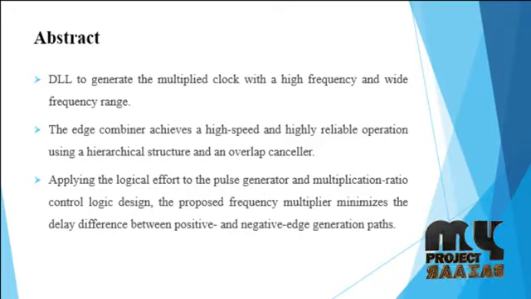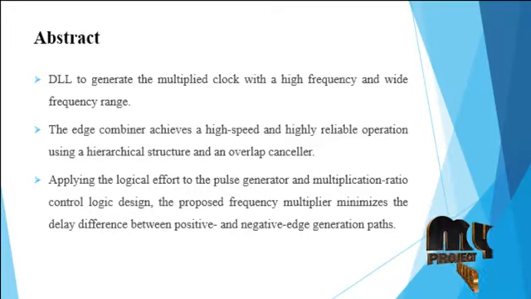A DLL based frequency multiplier produces a multiplied clock signal with a high and wide frequency range. It minimizes the delay between positive and negative edges in clock generation. It causes deterministic jitter. It achieves high speed and highly reliable operation with this appropriate structure.